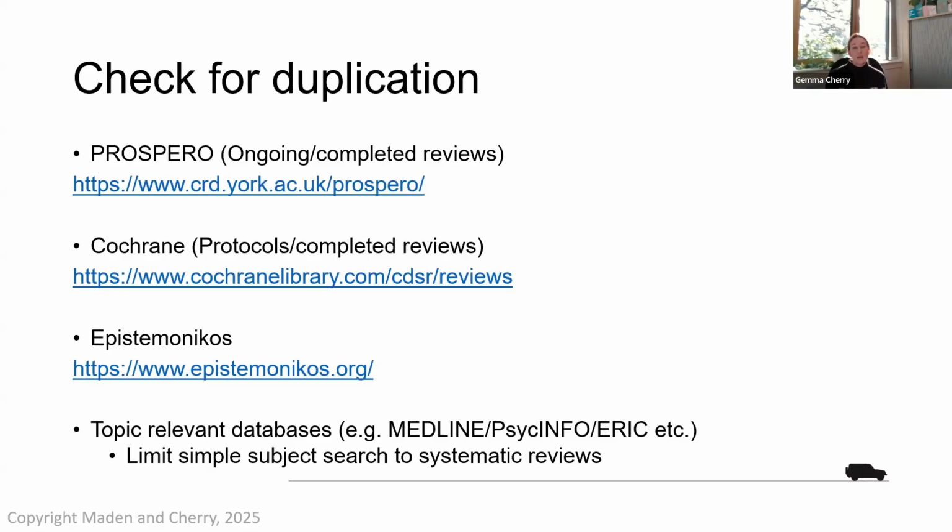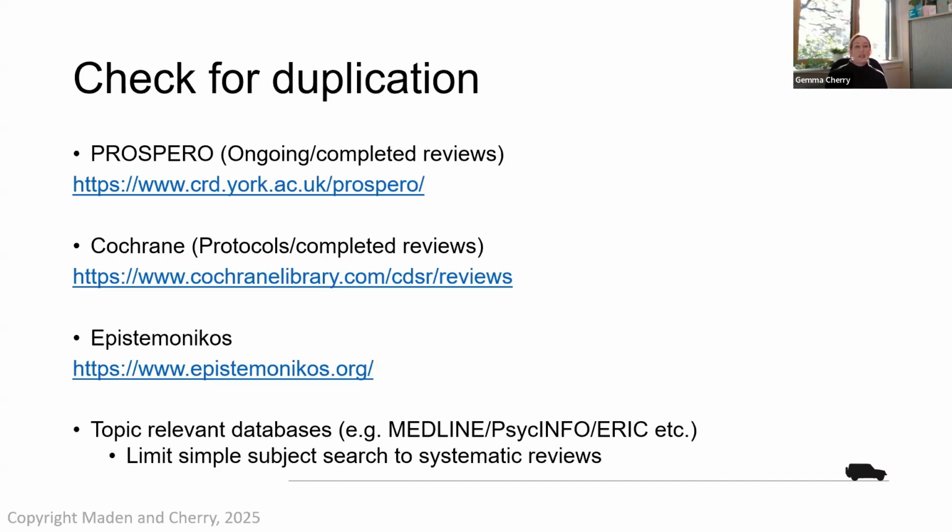Cochrane, again, is an initiative that allows researchers to register protocols or completed reviews. So it's always worth searching Cochrane to make sure there isn't a Cochrane review ongoing in your area. And Epistemonikos is similar to Prospero. So that's the first thing to do. Double check that nobody is already doing a review in the area that you want to look at.